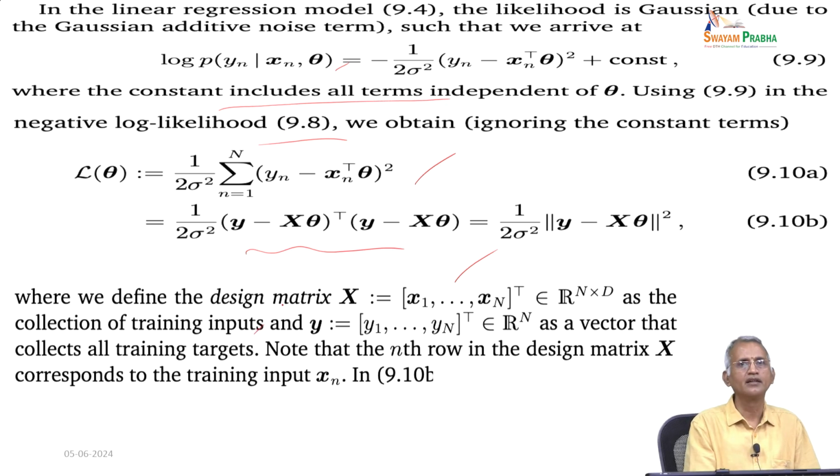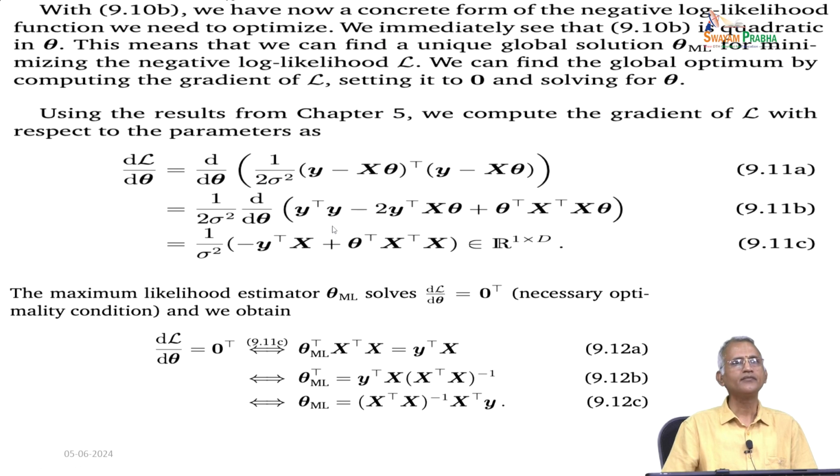Note that the nth row of the design matrix corresponds to the input xn in equations 9.10a and 9.10b. So, we now have a concrete form of the negative likelihood function we need to optimize.